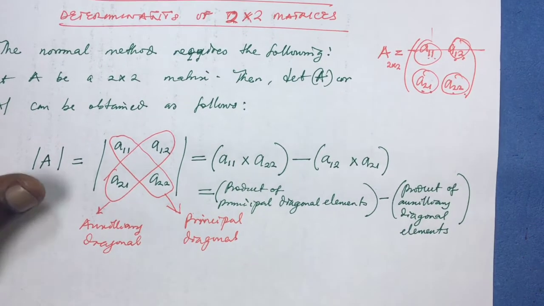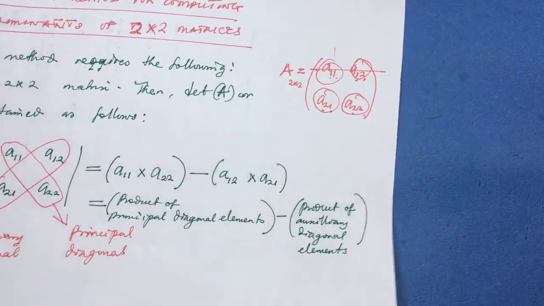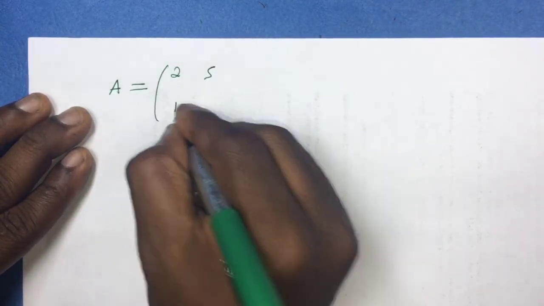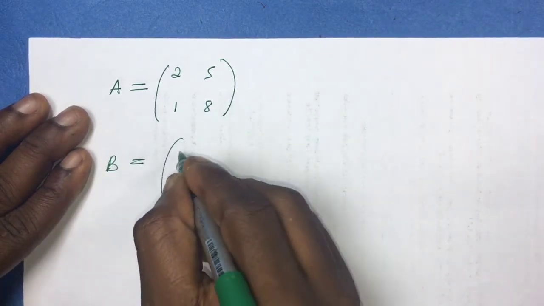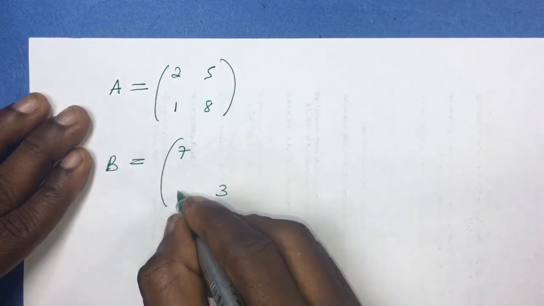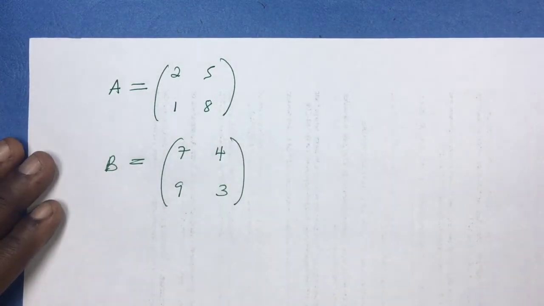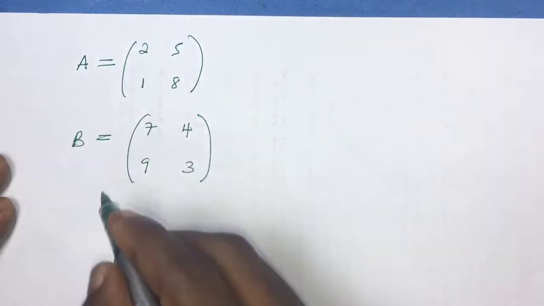Now let us take quickly an example. Let us take an example to illustrate what we have done. So all we are going to do here is to take two examples to show you how. So if you have the matrix A carrying 2, 5, 1, 8, and you have another matrix B carrying 7, 3, 9, 4. What we want to do is to obtain the determinant of the matrices A and B.